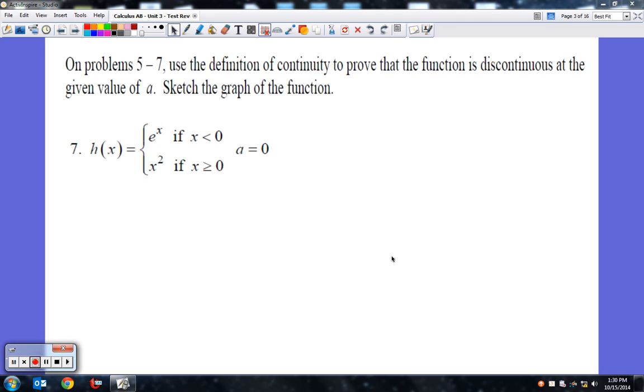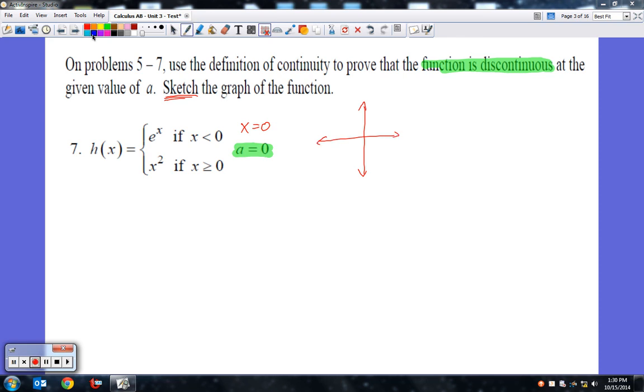Alright, so it says use the definition of continuity to prove that the function is discontinuous at the given value of a. We're trying to prove that it is discontinuous at a is equal to 0. Just like the other problems, this is like saying x is equal to 0. Alright, so we're going to sketch the graph of the function as well. So real quick, let me go ahead and make a quick sketch.